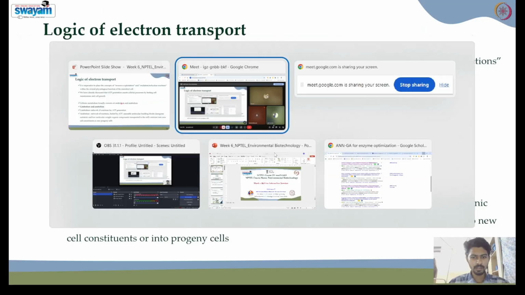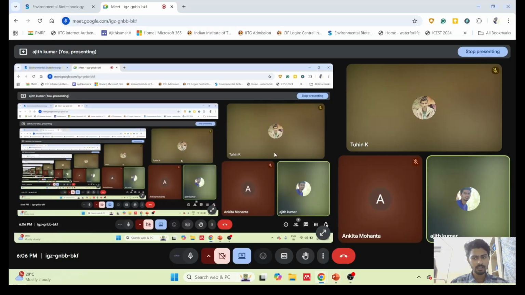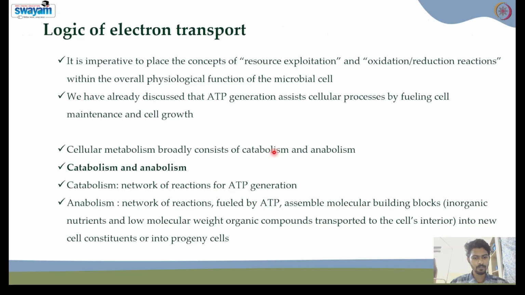I hope my voice and PPT is visible. Whether my PPT is visible?